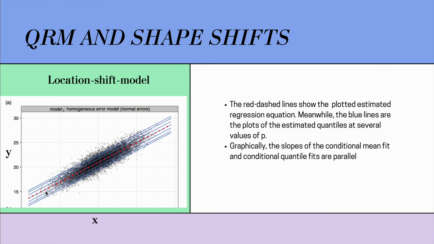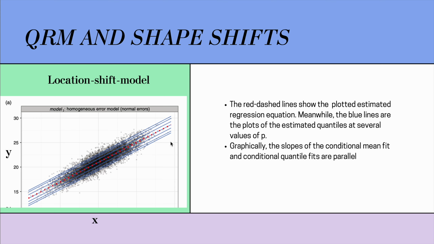Meanwhile, the blue lines are the plots of the estimated quantiles of y at several values of p. Graphically, we can see that the slopes of the conditional mean fit and the conditional quantile fits are parallel. The values of beta 1 hat from OLS and the values of beta 1 hat p for the various quantiles are more or less the same. This is an indication of a location shift model. Also notice from the scatter plot that the points seem to be contained within the parallel lines.